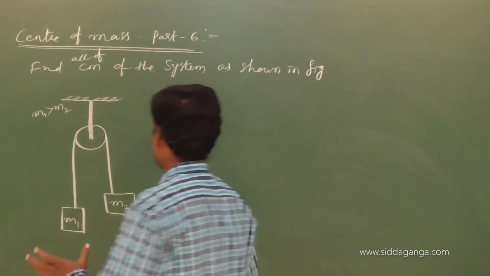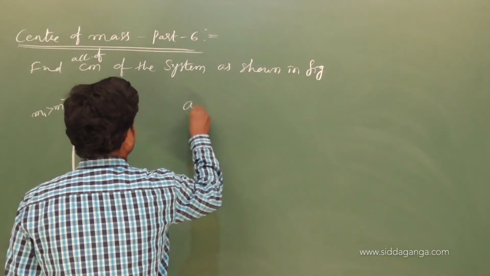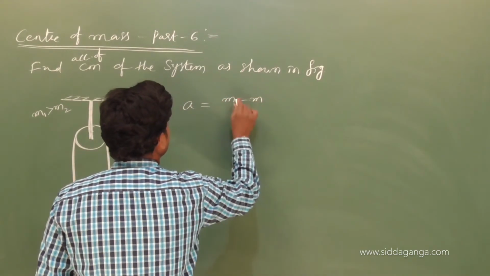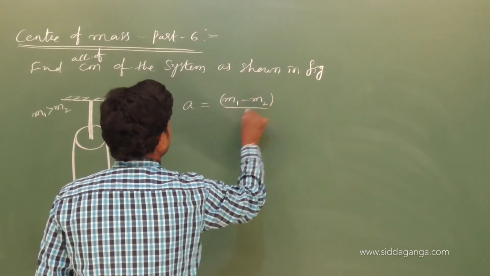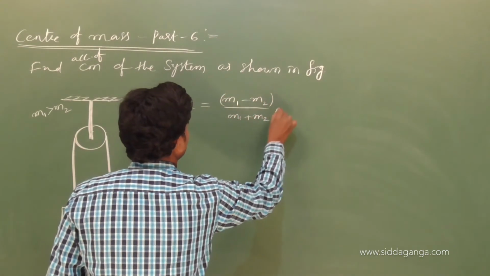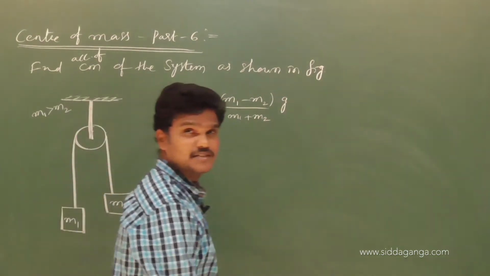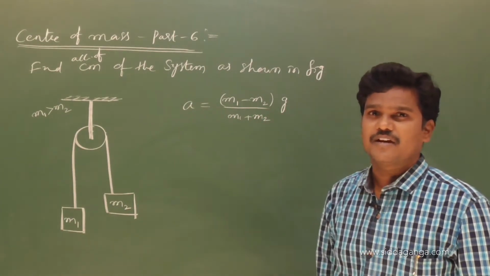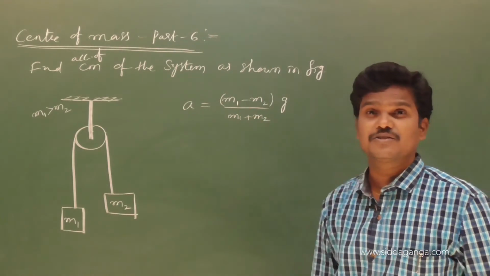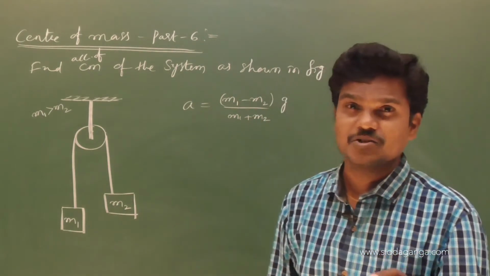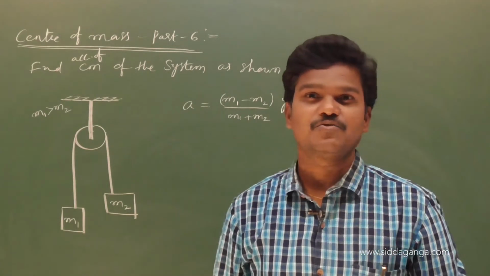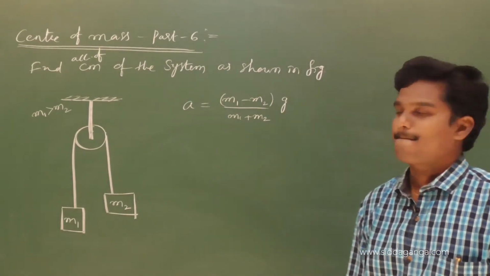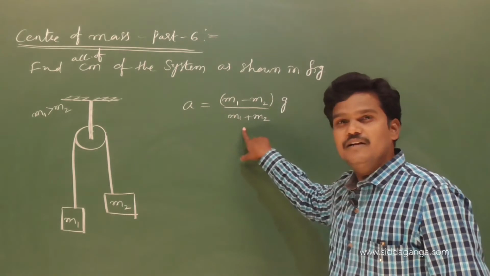So acceleration when two blocks are arranged like this, you know, it is the difference between the masses, m1 minus m2 by m1 plus m2 into g. I think you remember this formula. Acceleration of the system formula is difference between the masses by sum of the masses into acceleration due to gravity. So this is the acceleration of system, but not acceleration of center of mass. Our target is to find acceleration of center of mass of given system. Okay, so this is already done in laws of motion.